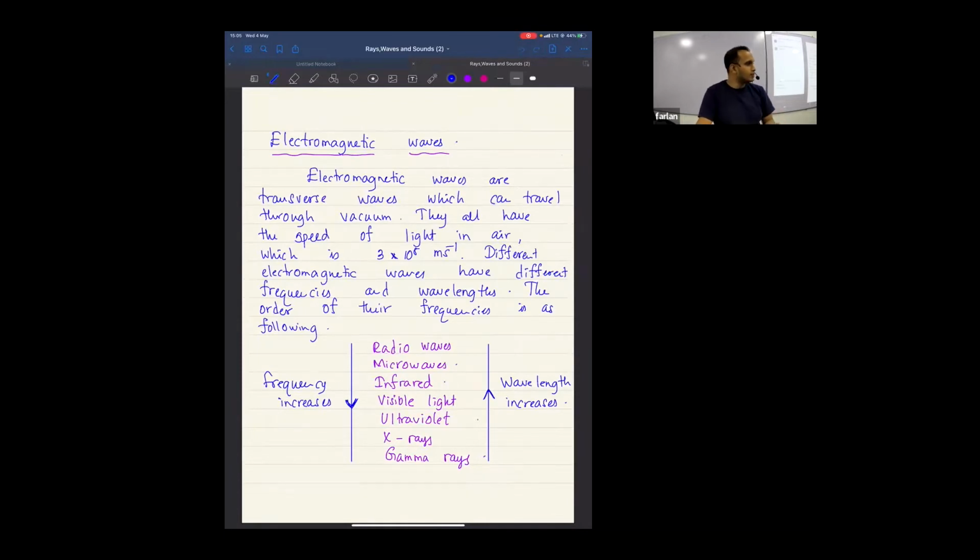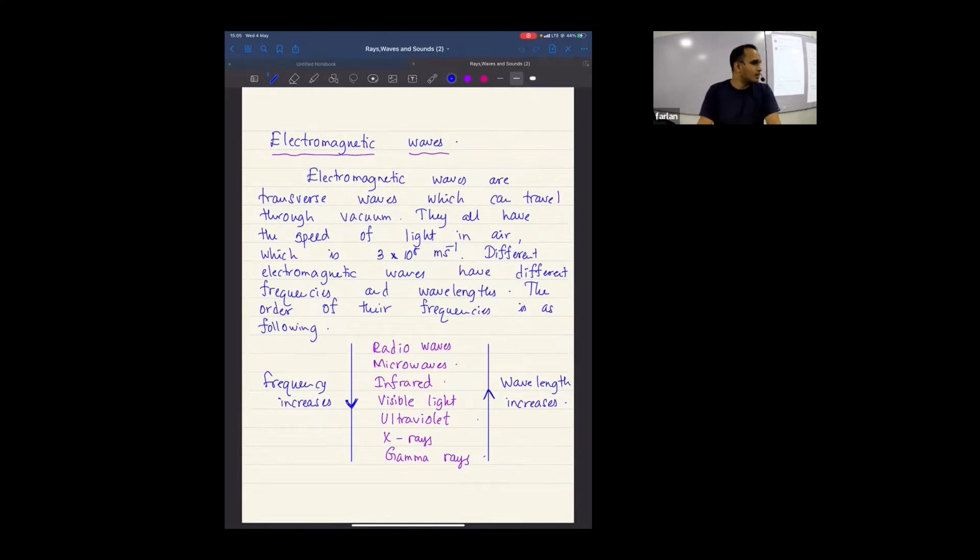So all these electromagnetic waves have the same speed in air. Correct? All the electromagnetic waves have the same speed in air. What is the speed of electromagnetic waves? 3 into 10 to the power 8 meters per second. That is the speed of electromagnetic waves in air, or in vacuum.